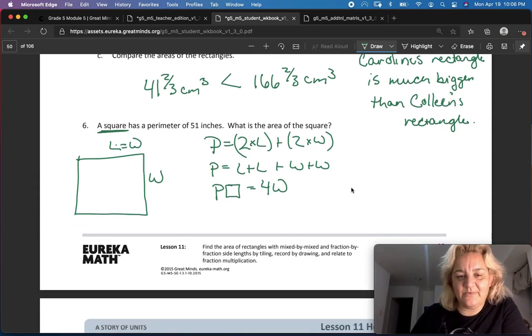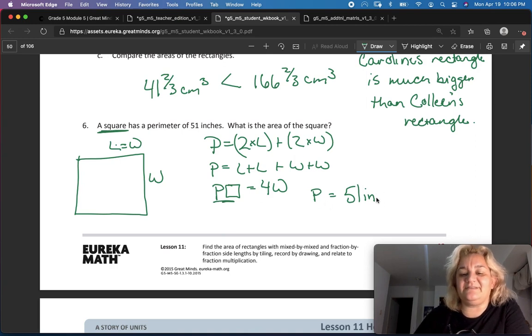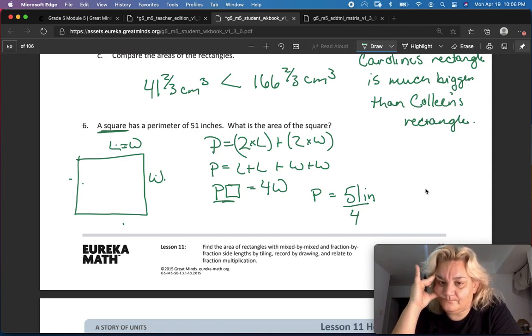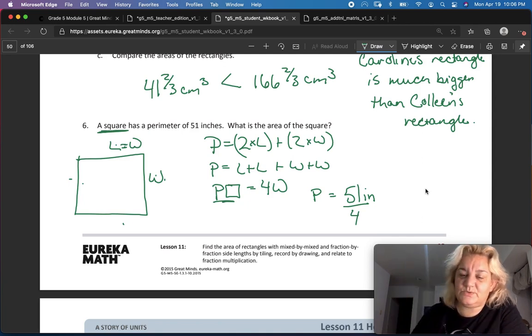Okay, now that we have the formula, what is the area of the square? Now, the area we know is 51 inches, and we know the perimeter equals 51 inches. So what are we going to have to do? We're going to have to divide that by 4 in order to find out what each side is, right? Because there's 4 sides. So 51 divided by 4 would be 12 and 3/4, is that right?